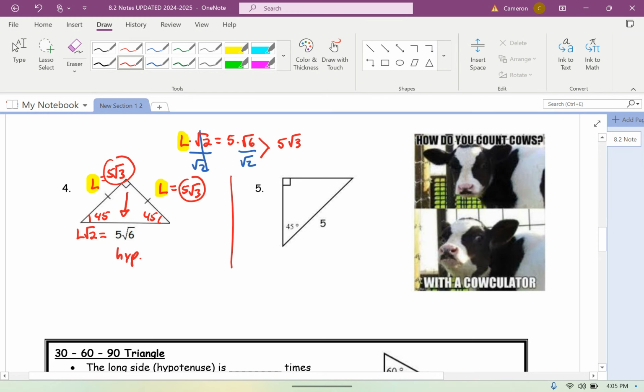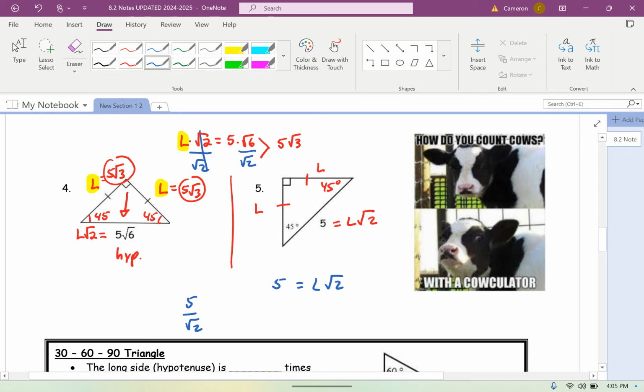Okay, take a look at number 5. 90, 45, missing angle, 45. Do your labels, L, L. In this case, they're telling us the hypotenuse is 5. Notice it's not 5 rad 2 or 5 rad 6, just 5. And so for something like this, if you try to do the same trick we had before, you're going to end up getting 5 over rad 2.